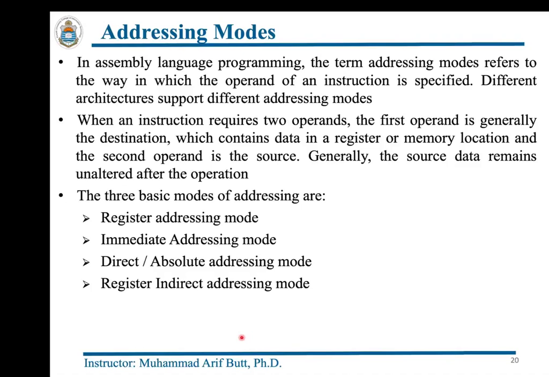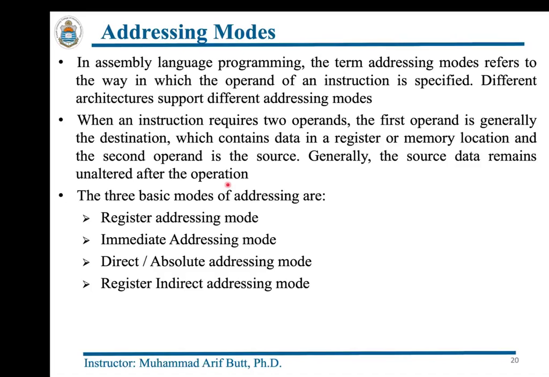In assembly language programming, the term addressing modes refers to the way in which the operand of an instruction is specified. Different architectures support different addressing modes. When an instruction requires two operands, the first operand is generally the destination, which contains the data in a register or memory location, and the second operand is the source. And generally the source data remains unaltered after the operation. And this is what we have seen on the previous slide as well.